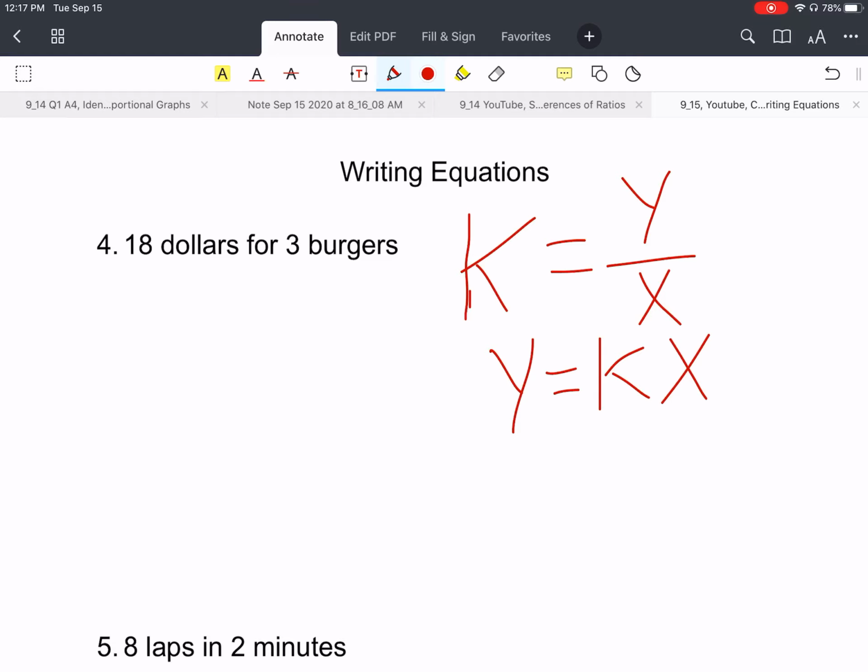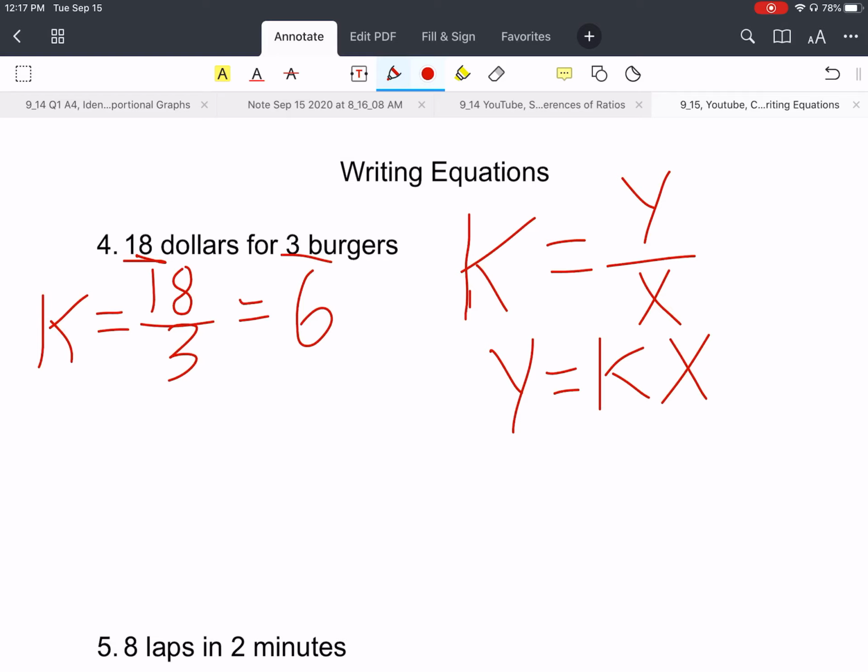So what we need to do is figure out what makes most sense in your brain to be y and what makes sense to be x. So for this first step, I'm going to choose the $18 to be y and the 3 burgers to be x. So I'm going to say k equals 18 over 3. So my dollars is the y value and the burgers is the x value. And that gives me a value of 6.